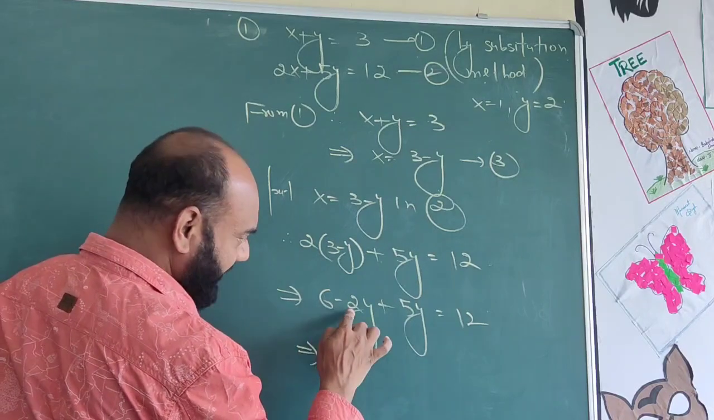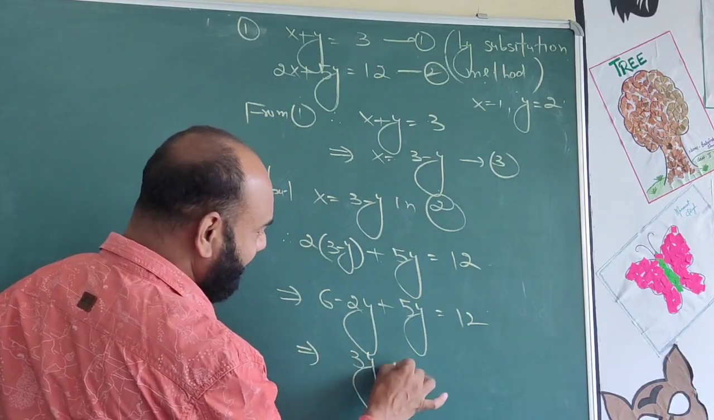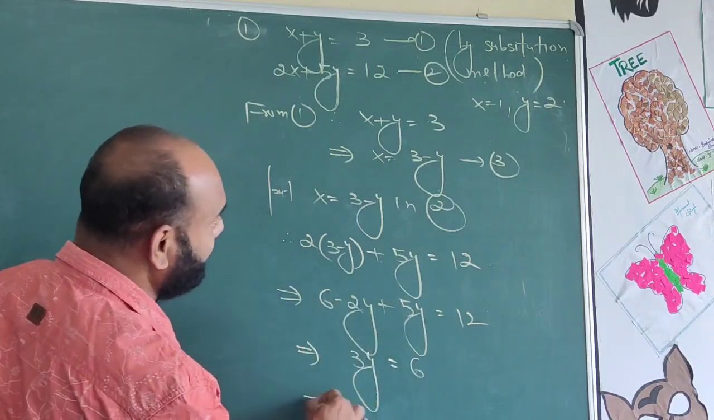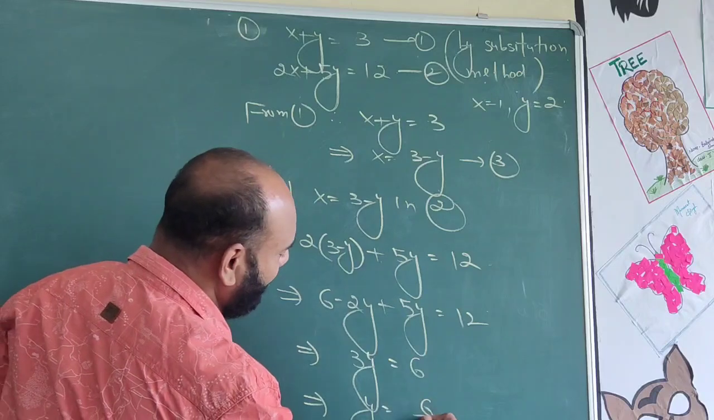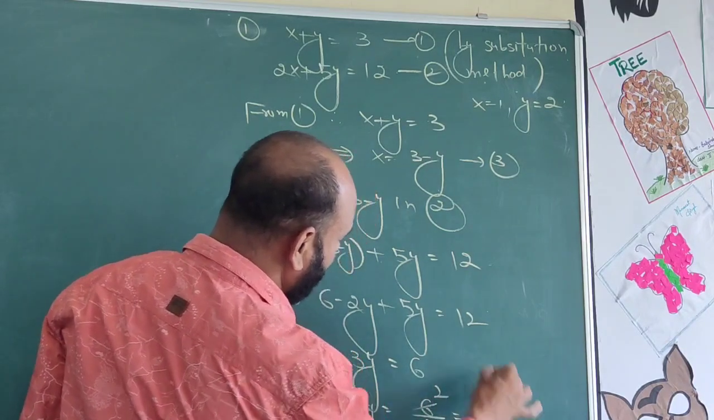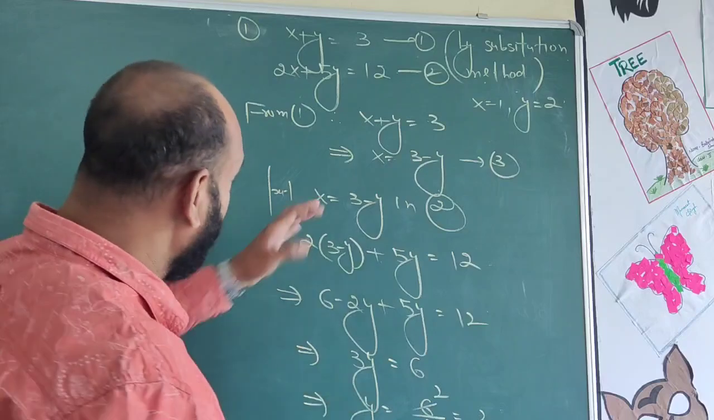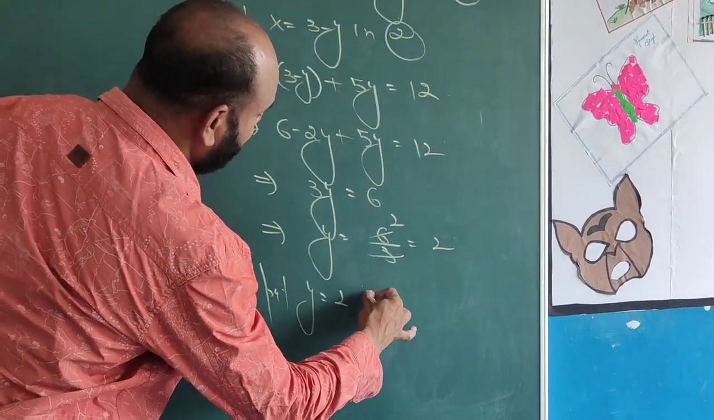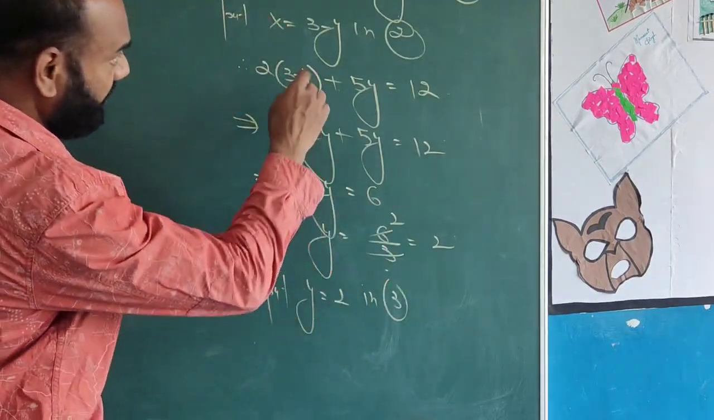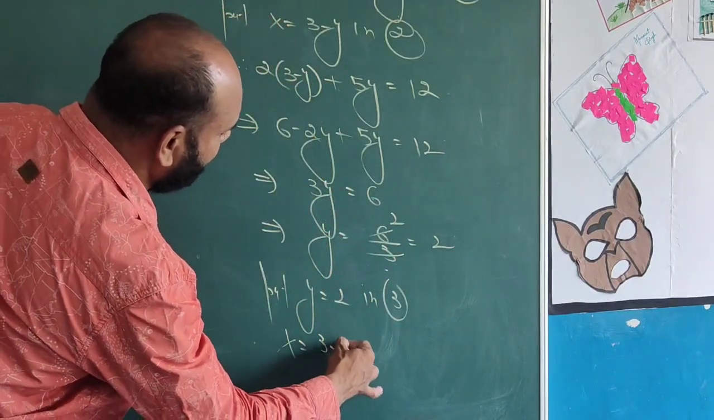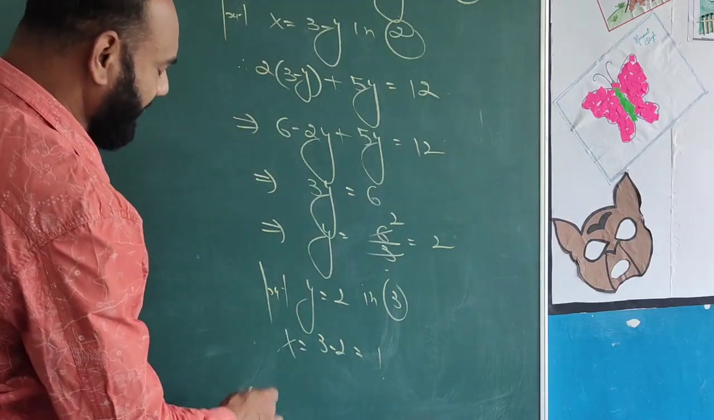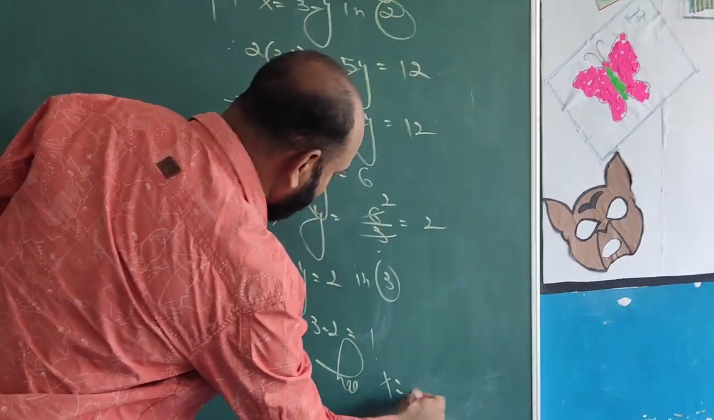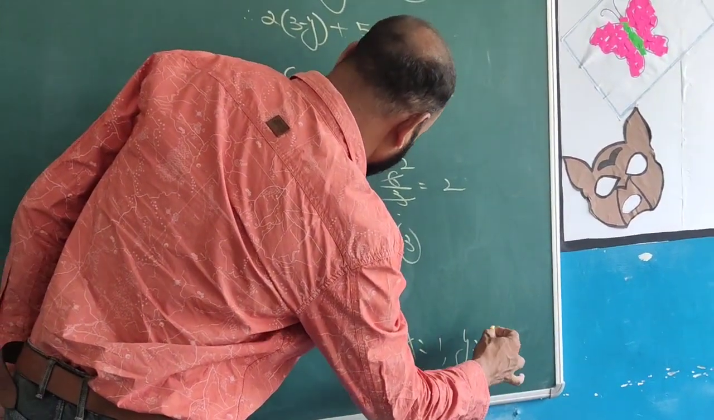This implies minus 2y plus 5y, that is 3y, is equal to 12 minus 6. 12 minus 6 equals 6. This implies y equals 6 upon 3, and that equals 2. So y equals 2. Now put y equal to 2 in equation number 3, we get x equal to 3 minus 2, which is equal to 1. So we have x equal to 1 and y equal to 2.